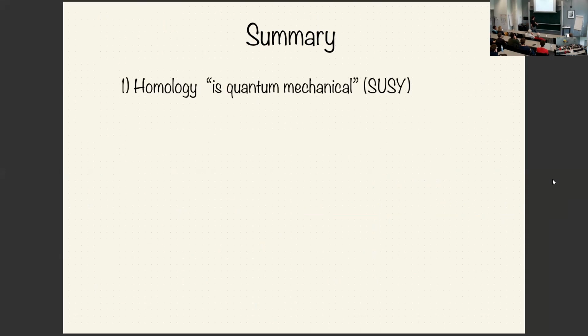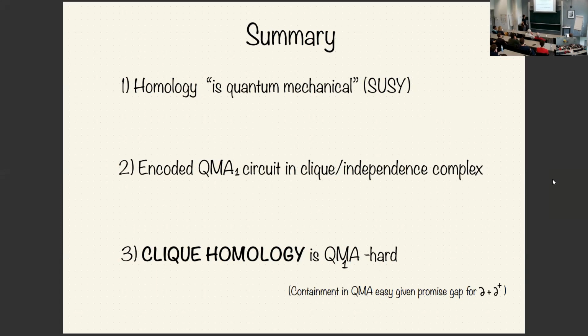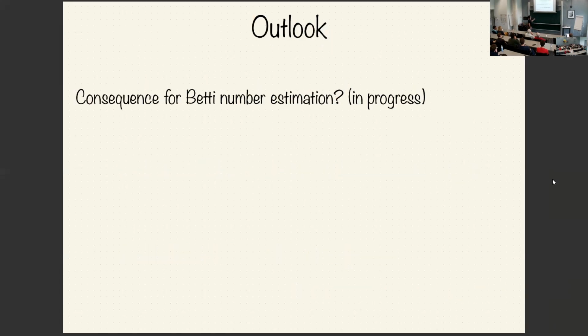All right. So homology is quantum mechanical. I argue that based on the physics of supersymmetric systems, and it's all in a paper by Witten. That should be the expectation. And you can prove this more rigorously by showing that the problem of homology is QMA hard and contained in QMA, which I didn't explain, but that's the easy part. That's easy to prove, provided you give a certain promise on this operator here. But I can tell more details if you're interested.